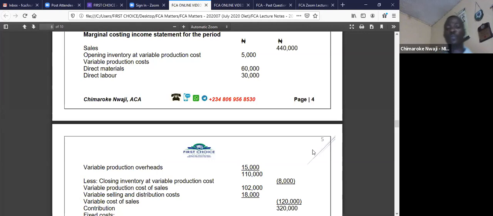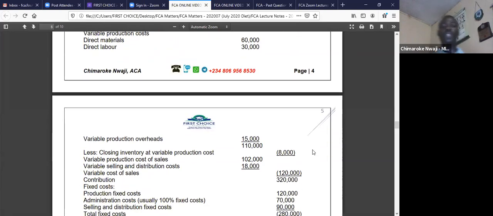Now that you have done with production, let's go to non-production. We now have variable selling and distribution expenses. We have it as 18,000. When you add them up together, what you are getting is your variable costs, which is 120. So when you say 440 minus 120, your contribution is going to give you 330. Don't get it twisted. This 8,000 is not among the second. It's among the first column. So sorry for that. So your contribution is 320.